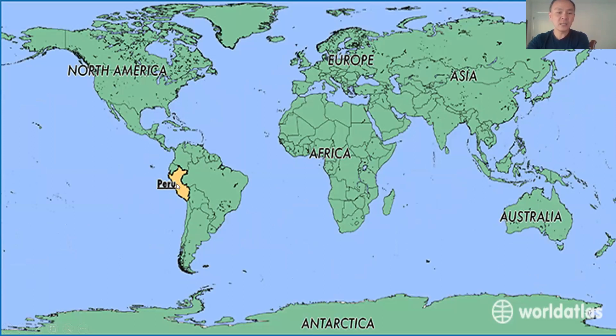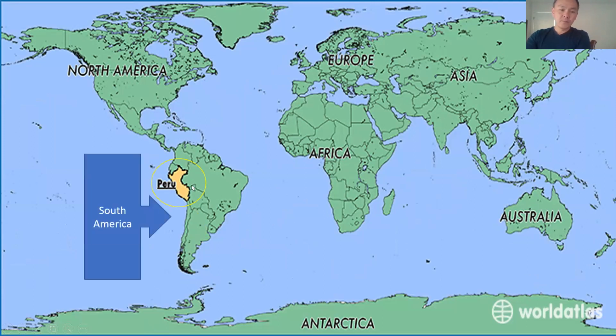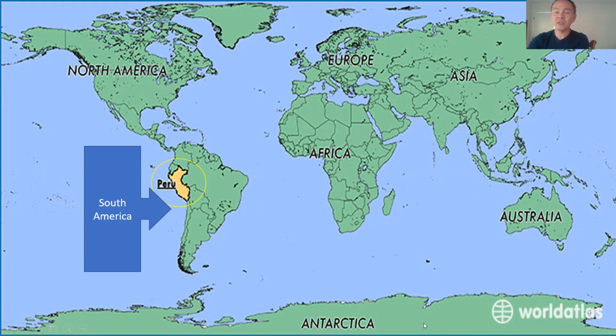And as you can see here, this is Peru. Peru is a country in South America. This is North America. This is Africa. This is Europe. This is Asia. This is Australia. This is Antarctica. So the world has 7 continents, whereas Antarctica doesn't have people who live there for everyday life, but they may live there for 2 or 3 months for scientific purposes.